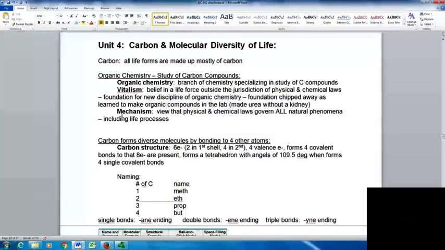So in this chapter, we are on chapter 4. We're looking at carbon and the molecular diversity of life. Carbon is essential to life on this planet. All life forms are made up mostly of carbon.